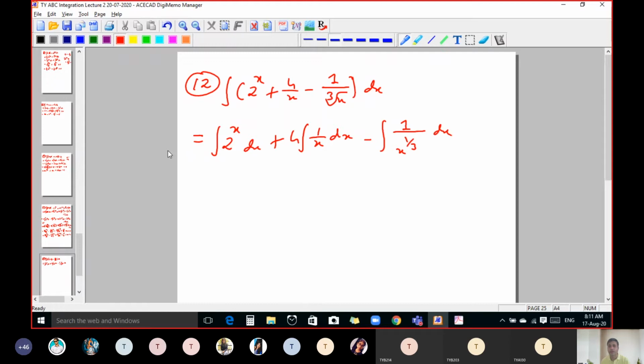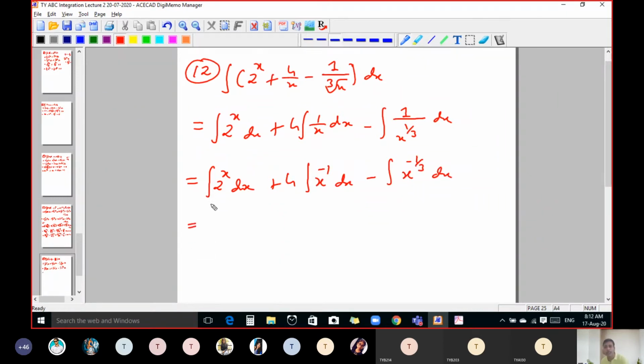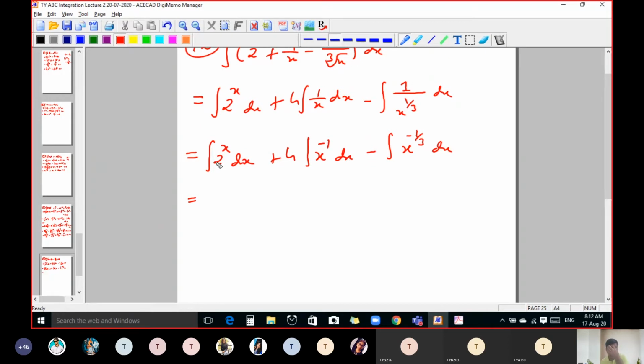Now this you can keep as it is. Keeping the second term like this, x raised to minus 1, and here also you can take x raised to minus 1 by 3. Now use the rule for a raised to x, where a is a constant. Integration of a raised to x: the answer for that is a raised to x upon log a base e. This is the answer for a raised to x.